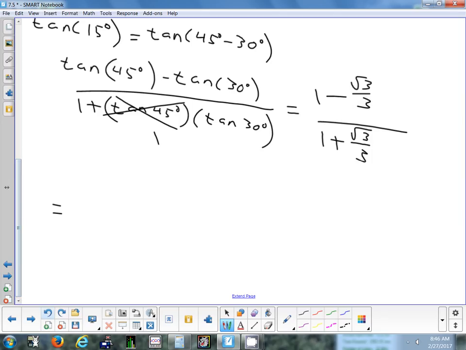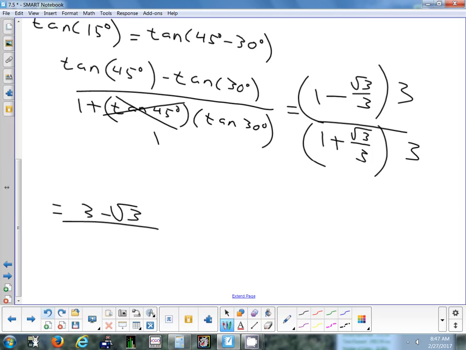So what could you multiply everything by to cancel out that denominator? 3. So you have to do it in the top and the bottom, and it's a distributive. So in the top, if you multiply everything by 3, you get that. And in the bottom, you get that.